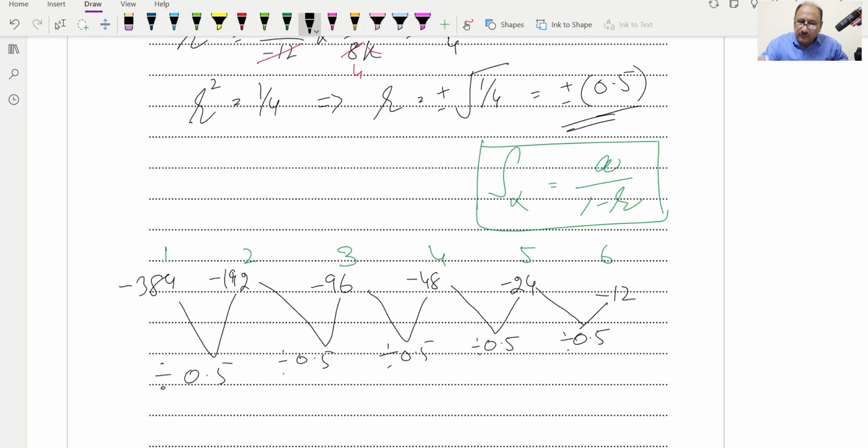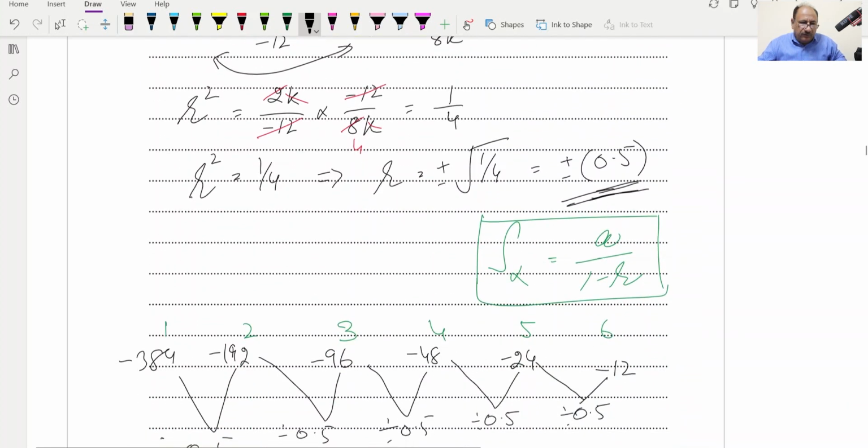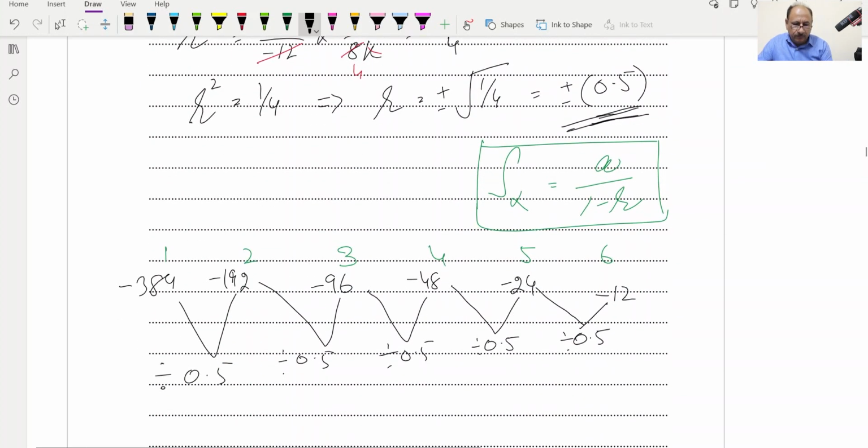Why have we taken the plus value? As we know, the R value can be plus and minus also, but because it's given that the terms are negative, we'll be getting the negative terms. So the backward terms are all negative terms, and if we take minus 0.5 it will result in a positive value, so that's why we have taken this. So this is our A value.